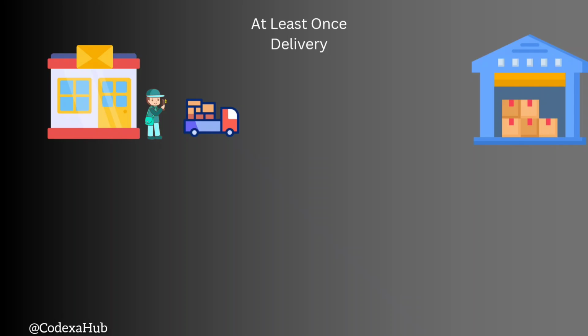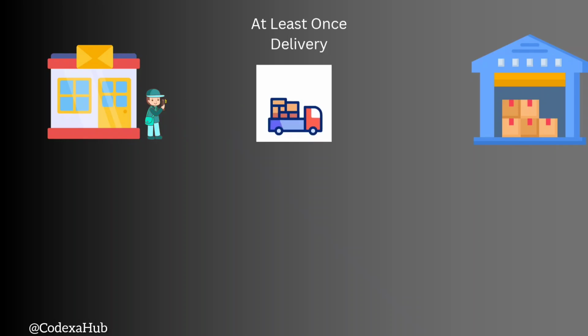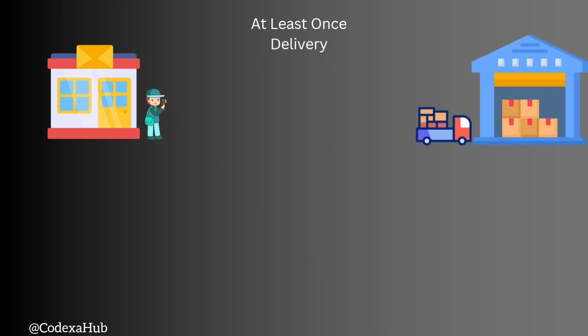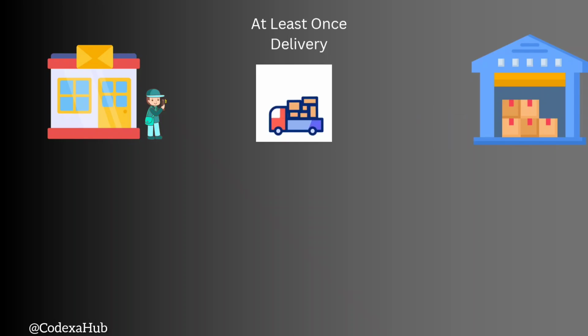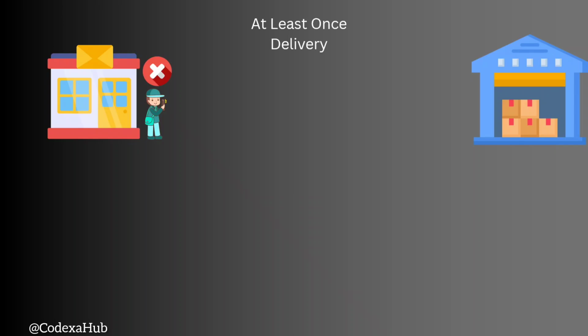But here is where a problem can happen. What if the truck crashes on the way to the warehouse? Or what if the truck reaches the warehouse, delivers the parcel safely, but crashes on the way back before giving the receipt to the parcel office? Well, in either case, the parcel office never gets the receipt. And what does the parcel office do? It assumes maybe the parcel was never delivered. We had better send it again.